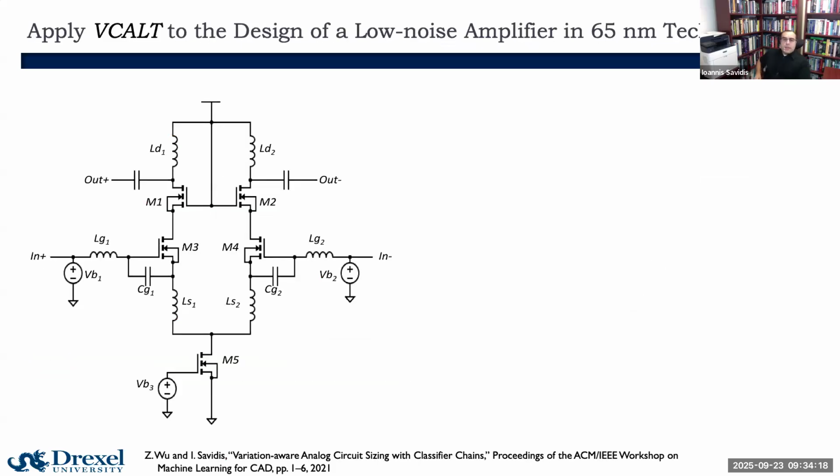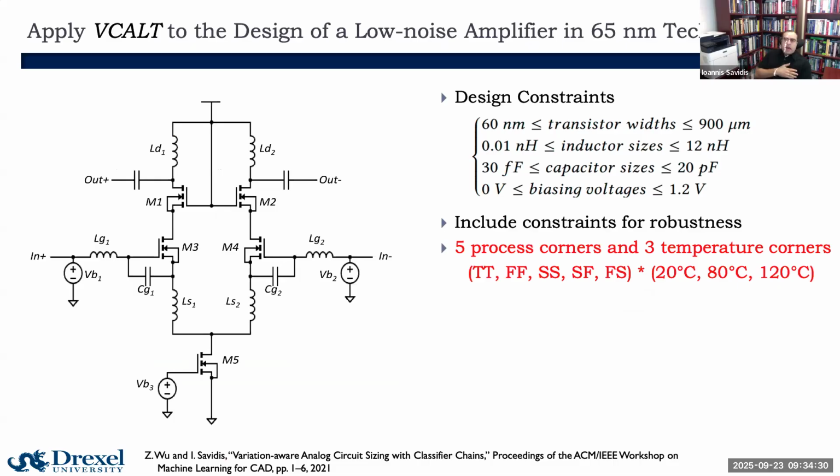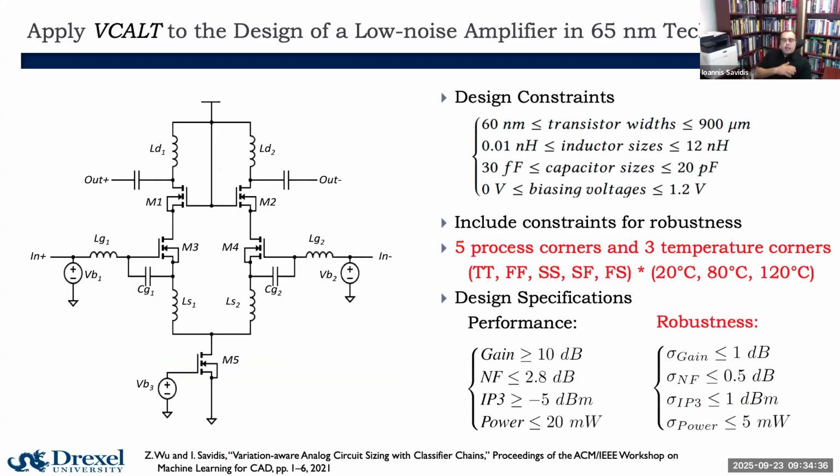So in this example, we apply the V-cult flow to optimize the multiple performance parameters of a low noise amplifier. Okay, so we start with our design constraints. And then we have 5 process corners and 3 temperature corners that we're considering. And then in addition to the performance requirements, we added constraints on the amount of permitted variation of the performance parameters to ensure the robustness of the design.